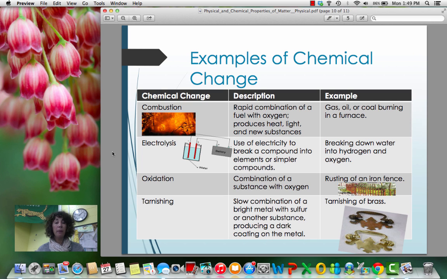And so some examples of chemical changes: combustion. So from combustion, from burning, we are producing heat and light and new substances. Electrolysis, using electricity to break a compound into elements or simpler compounds. Oxidation, combining a substance with oxygen. That's what happens when something is rusting. Tarnishing, it's a combination of a bright metal with sulfur. And what we get from that is a dark coating on the metal. Brass does that.